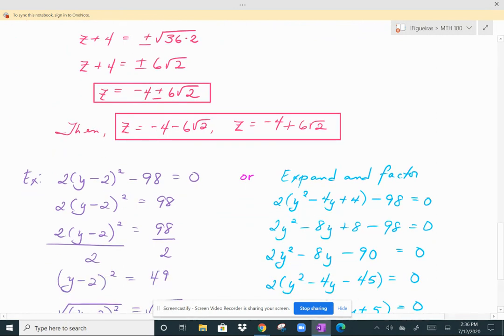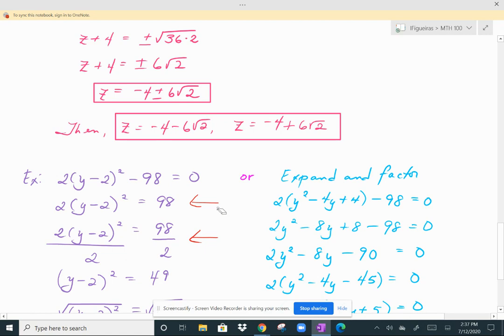All right, so here's another example. I have 2 times y minus 2 squared minus 98 equals 0. So similar to a couple problems back, first I want to move the constant over to the right. So that's my second line. I have 2 times y minus 2 squared equals 98. And then I divide by 2 to get that y minus 2 term alone. So that's what you see here. Divide both sides by 2.